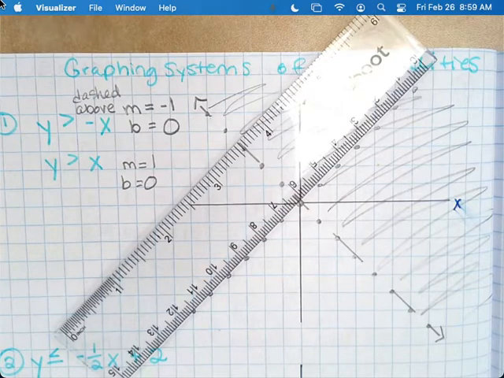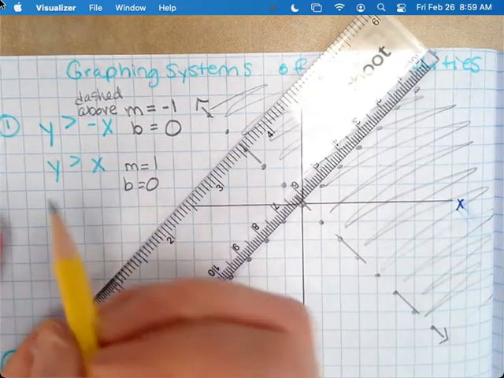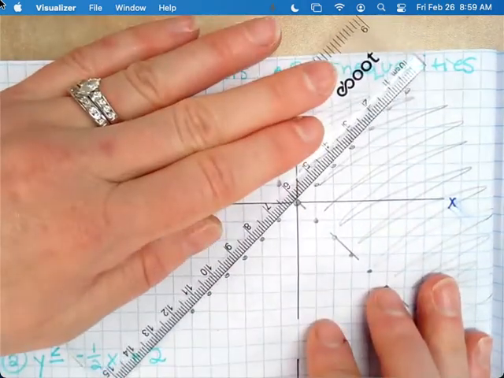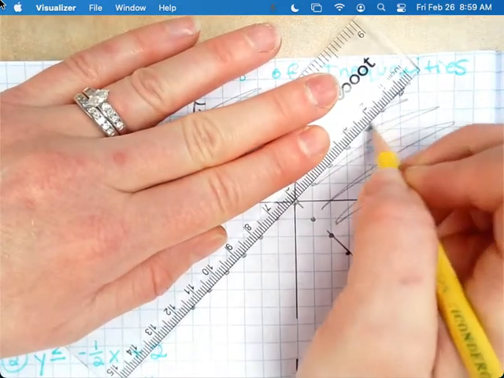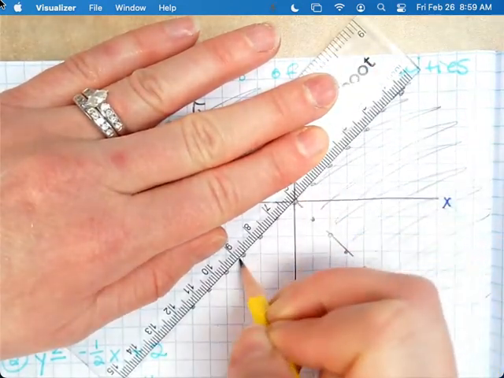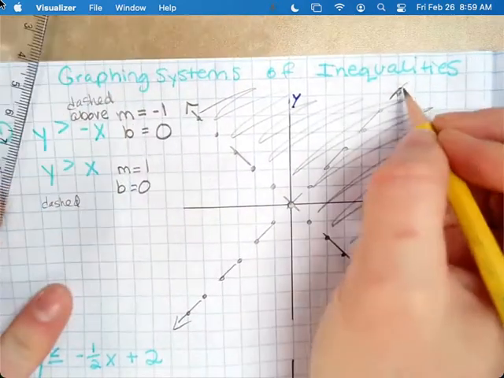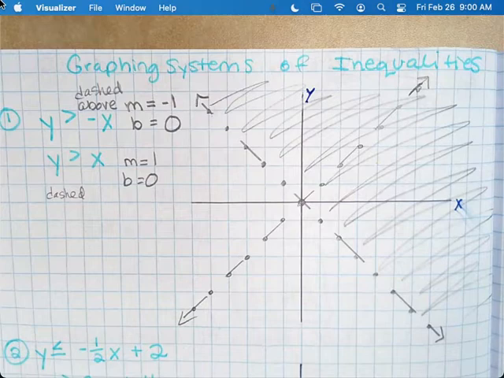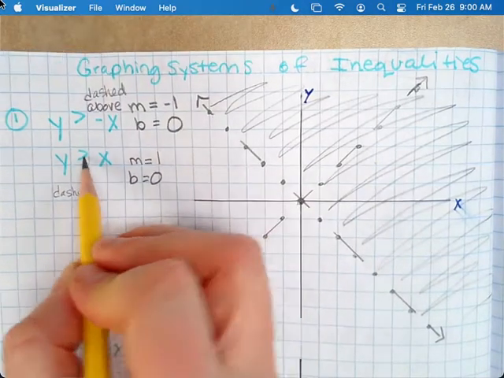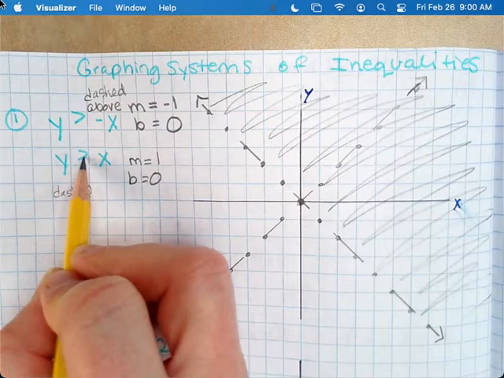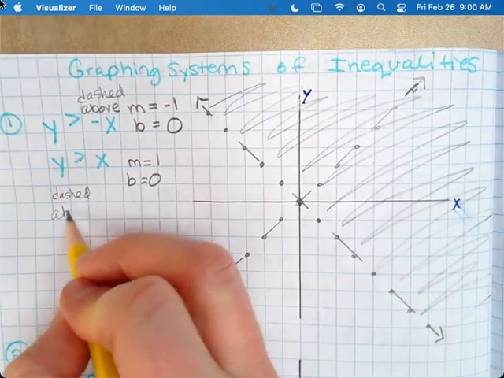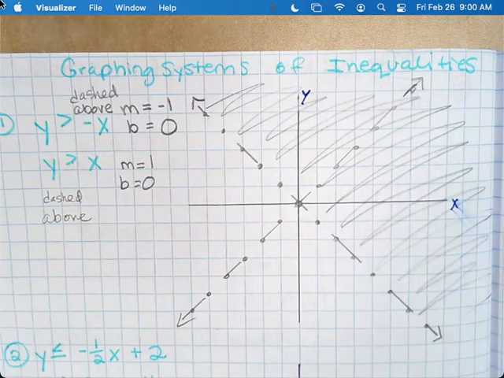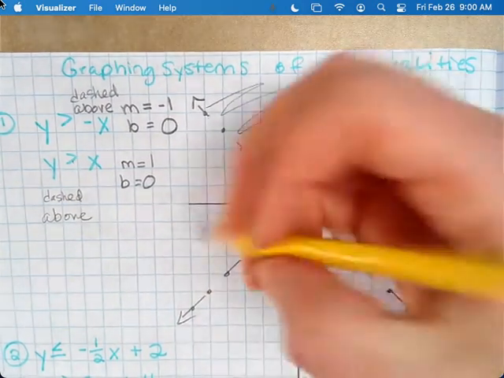Okay, and then is it going to be dashed or solid? Dashed also. So let's go ahead and dash it. And then this is another greater than, right? So it's also above. So which way is above? Yeah, the left.